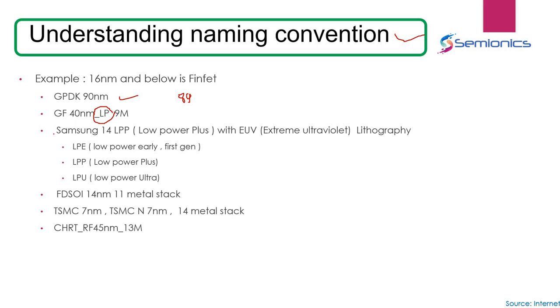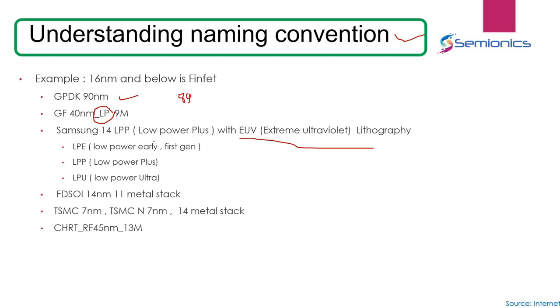Likewise, let's take some other example, say Samsung 14 LPP. Here it means it's a Samsung Foundry 14 nanometer. LPP stands for low power plus with EUV, extreme ultraviolet lithography. What it means is it is a 14 nanometer low power PDK, wherein for the fabrication process they are using a latest technology called EUV, extreme ultraviolet, for the lithography process.